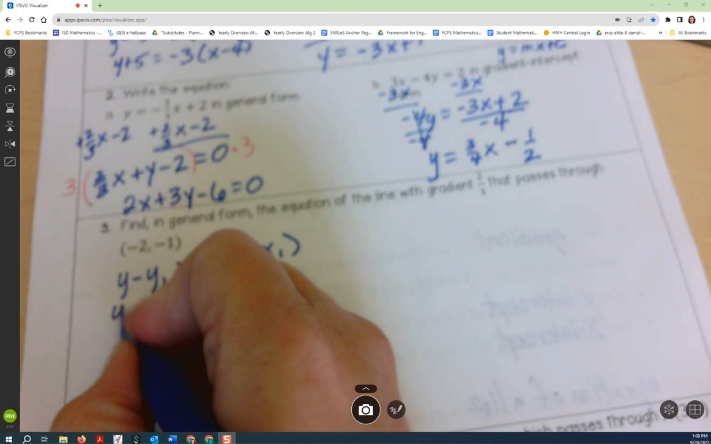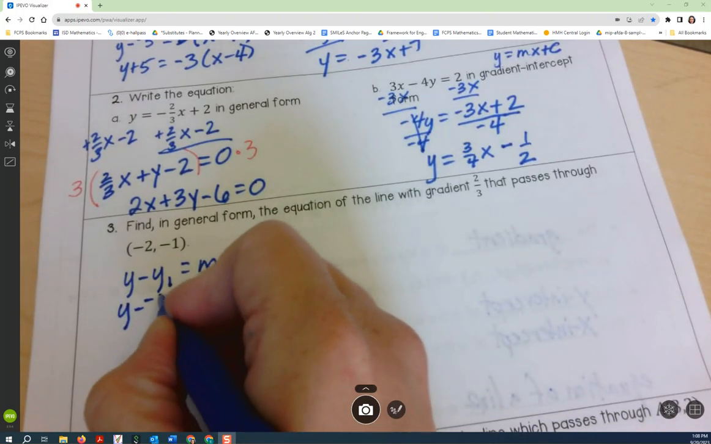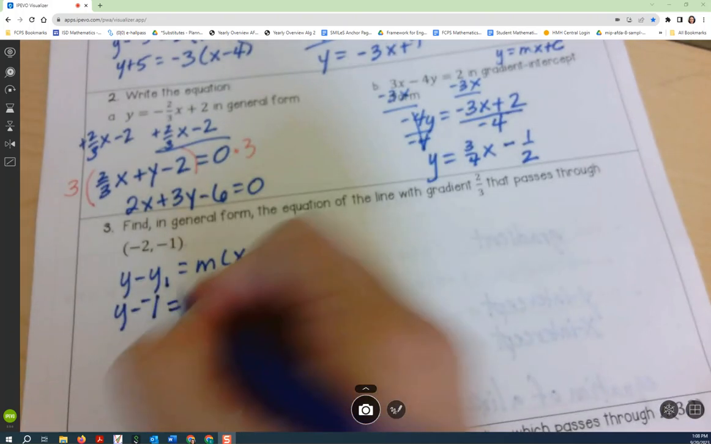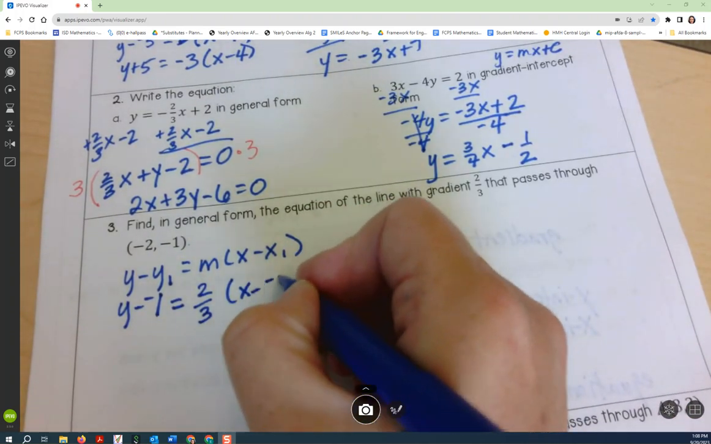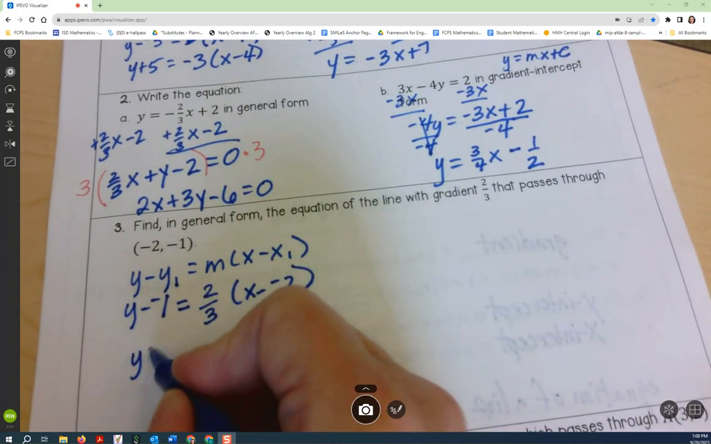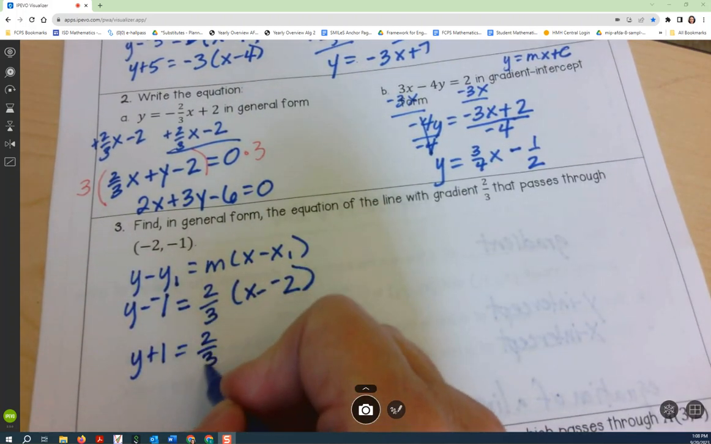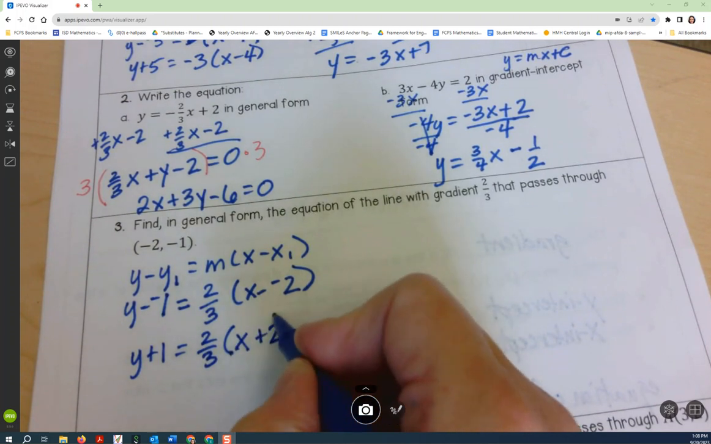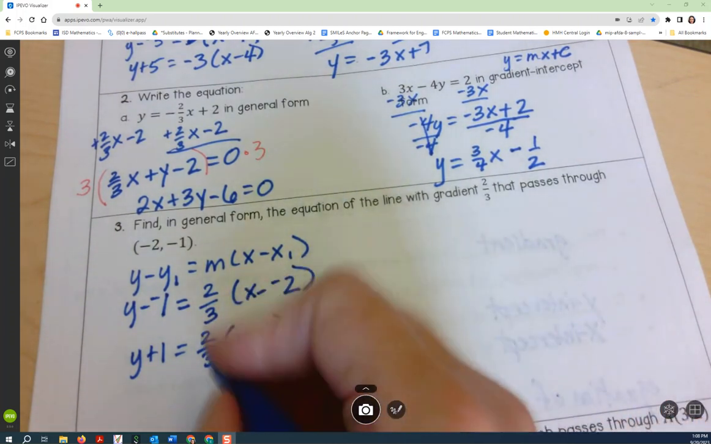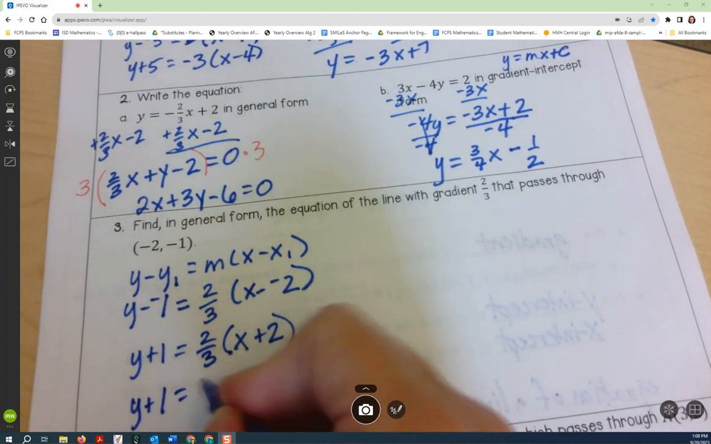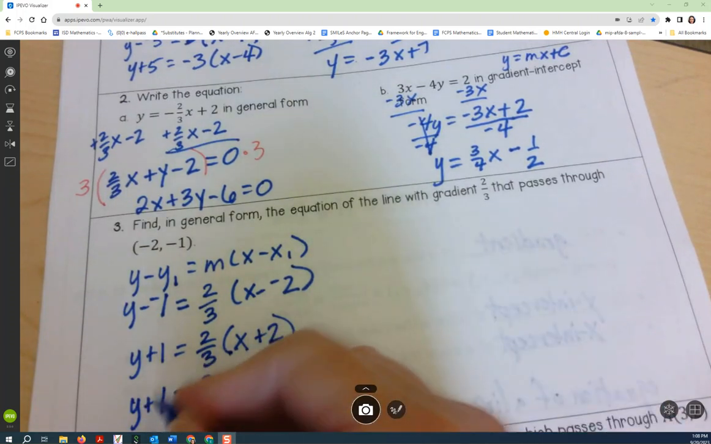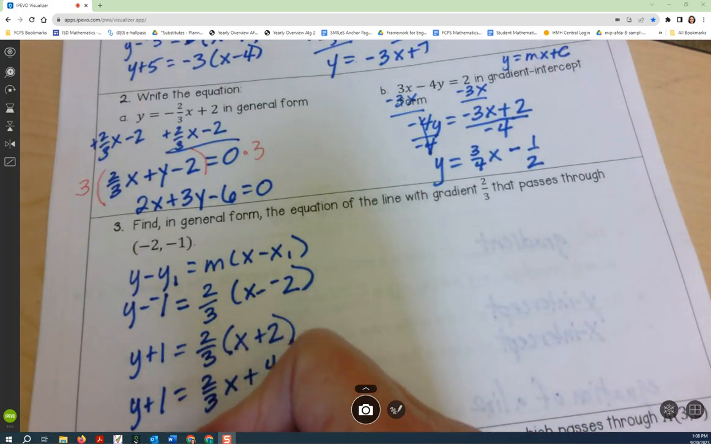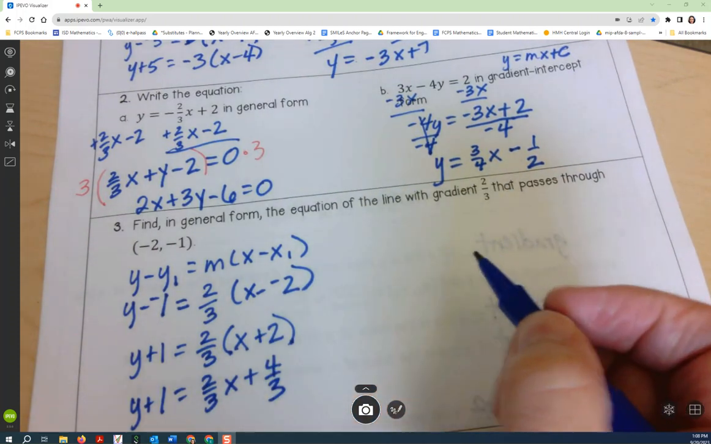So it would be y minus negative 1 equals, slope is 2/3, times x minus negative 2. So that would be y plus 1 equals 2/3 times x plus 2. I'm going to distribute. y plus 1 equals 2/3 x plus 4/3 and subtract the 1. Actually, I don't need to subtract the 1 because what I am trying to do is go for general form.